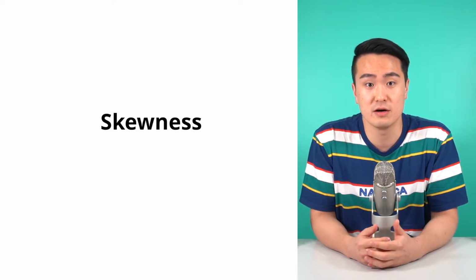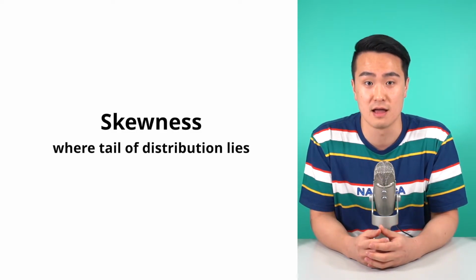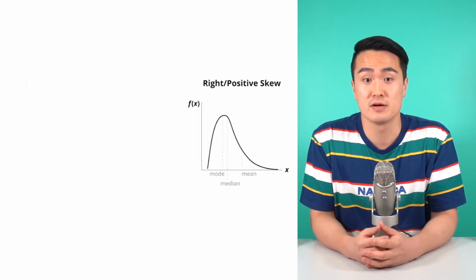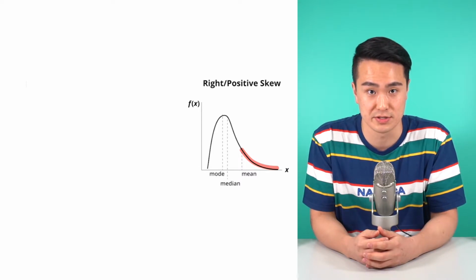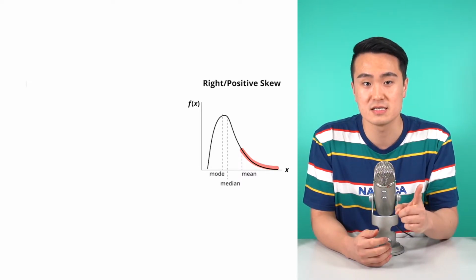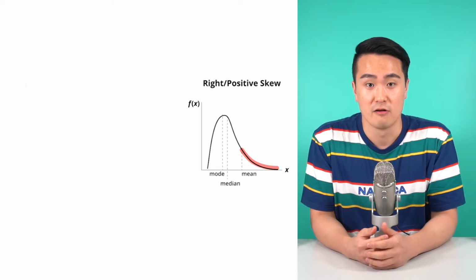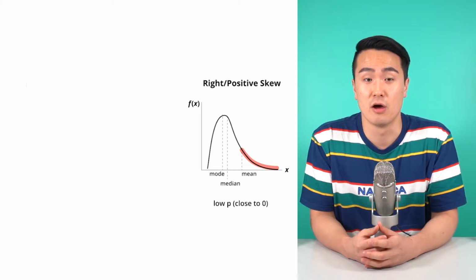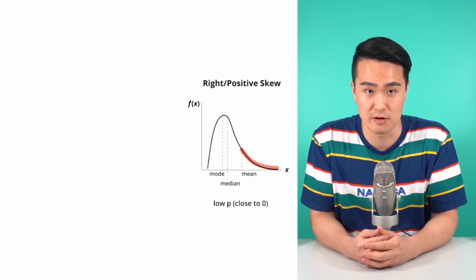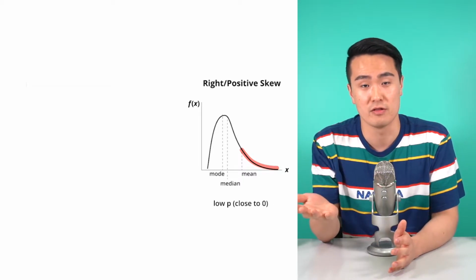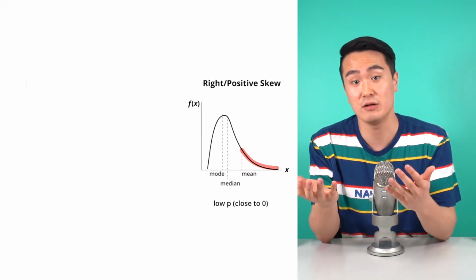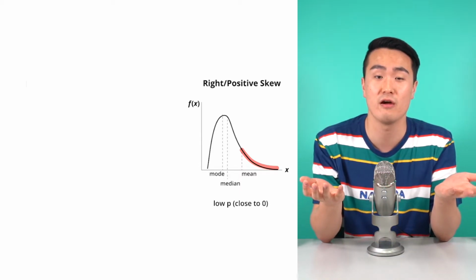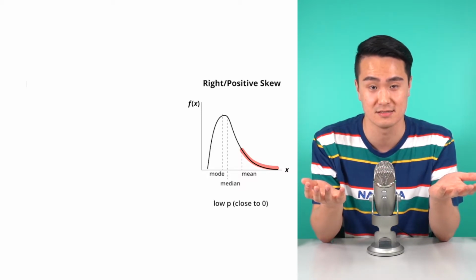A particular feature we like to observe is called skewness, which tells us where the tail of the distribution lies. So a right or positive skew has a long tail to the right or positive side of the probability distribution. Now, don't get confused because the peak is on the left. A right skew will occur when there is a low probability of success close to 0. This is why the peak is lower on the left, because it's likely that there will be a lower number of successes, and the tail is higher on the right because it's rarer to get a high number of successes.